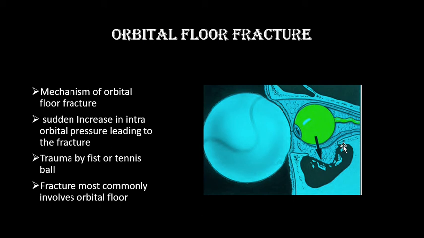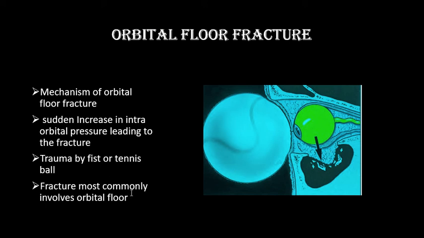The rest of the bones, especially the lateral orbital wall and the superior orbital wall, are relatively thick bones, but mostly this causes infraorbital floor fracture, and it can also lead to medial orbital wall fracture. But floor fracture is the most common which we encounter in our clinical practice.